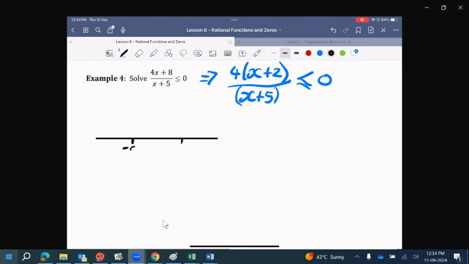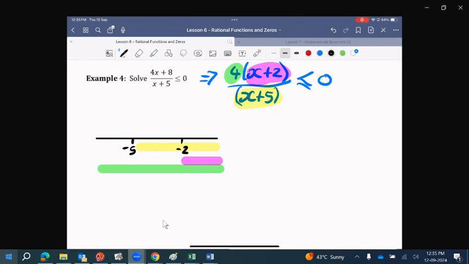So we're going to have a critical point at negative 5, a critical point at negative 2. So my first factor, let me take this one first. My first factor is going to be positive here. My second factor is going to be positive here. Don't ignore this term too much, really, but in this case, it's easy because it is positive all the way through. That 4 is going to be positive all the way through.